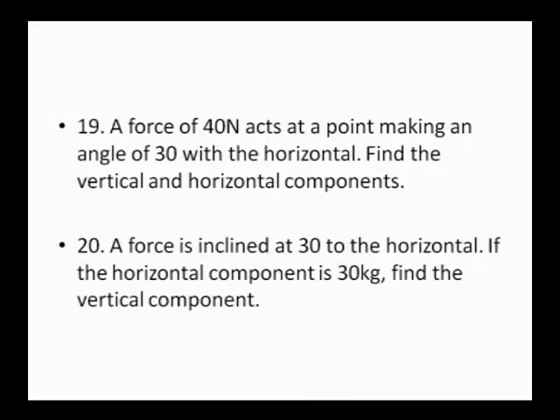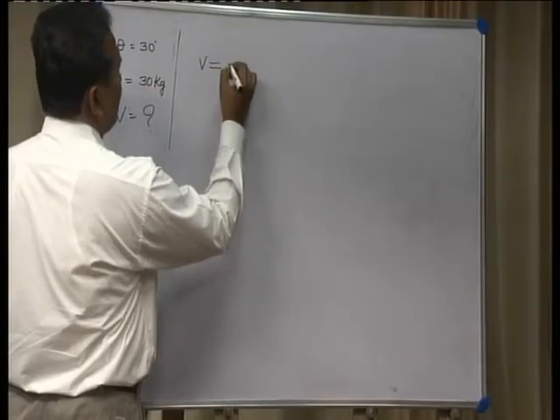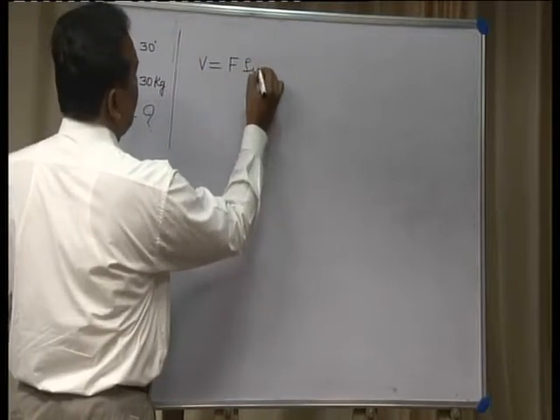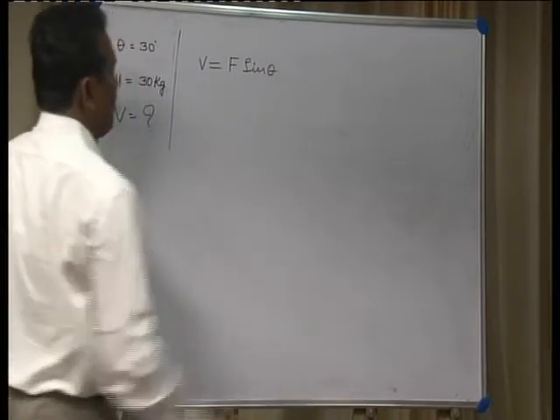A force is inclined at 30 degree to the horizontal, meaning again theta is equal to 30 degree. If the horizontal component is 30 kg, so H is given, H is equal to 30 kg, then what is required is to find its vertical component. This is the given data. We know that to calculate the vertical component, we use the formula V is equal to F sin theta.